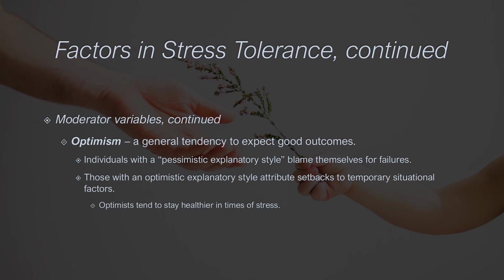Optimism is a very important factor as well. It turns out that people who are optimistic tend to think about setbacks in a temporary fashion. They think of them as situational, whereas people who are pessimistic are more likely to blame themselves. They're also more likely to think of setbacks as permanent, that when they experience a setback it is never ending, they're not going to be able to get out of it. Things aren't going to change. And people who are optimistic tend to stay healthier in times of stress.